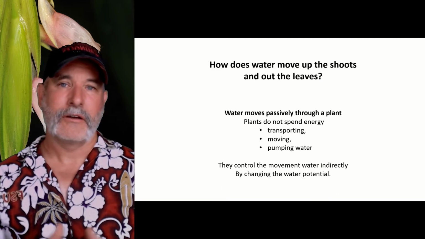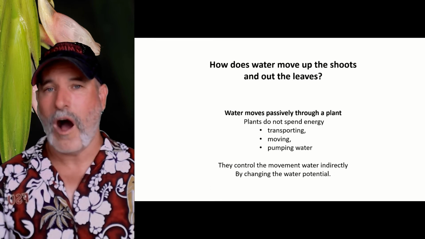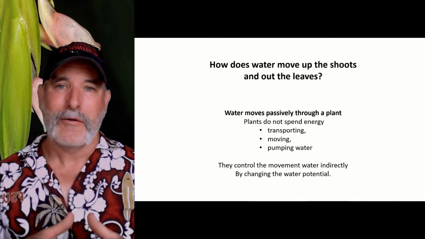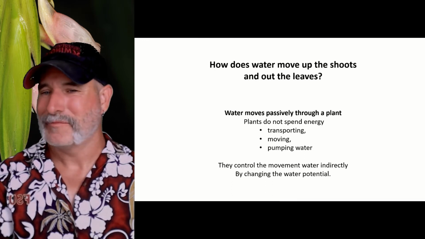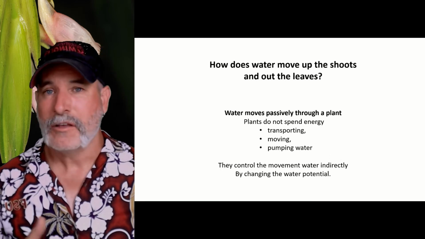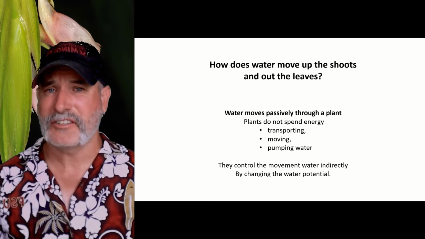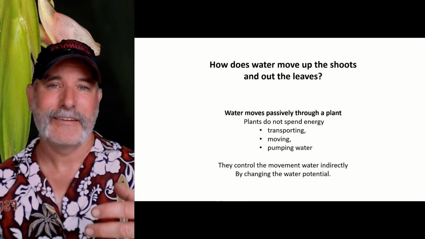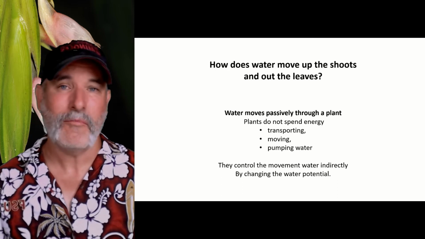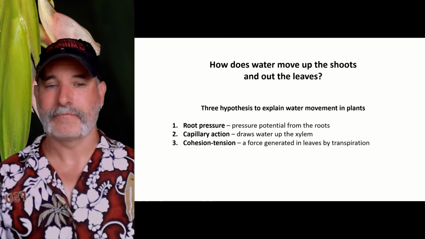Here's some important points. Water moves passively. Plants aren't spending energy to move water through them. So they control the movement of water by controlling water potential. And when we talk about animal form and function, guess what? They do the same thing. So we've got facilitated transport and active transport that the plant will use together to regulate water potential, lowering it, increasing it to move water. Because we're not moving water directly, we're affecting its movement by changing water potential.